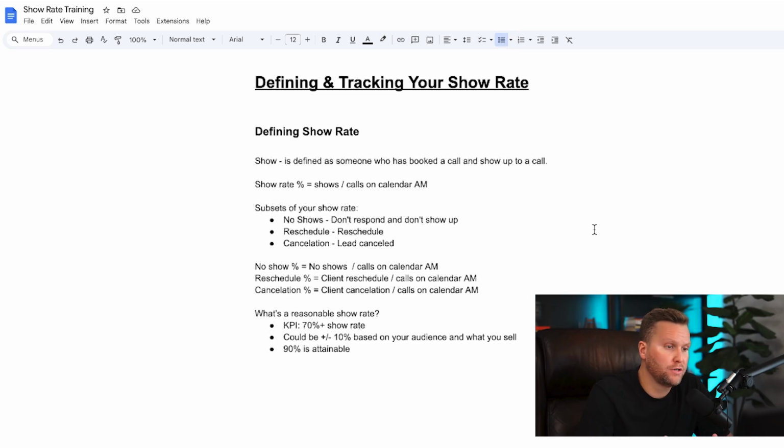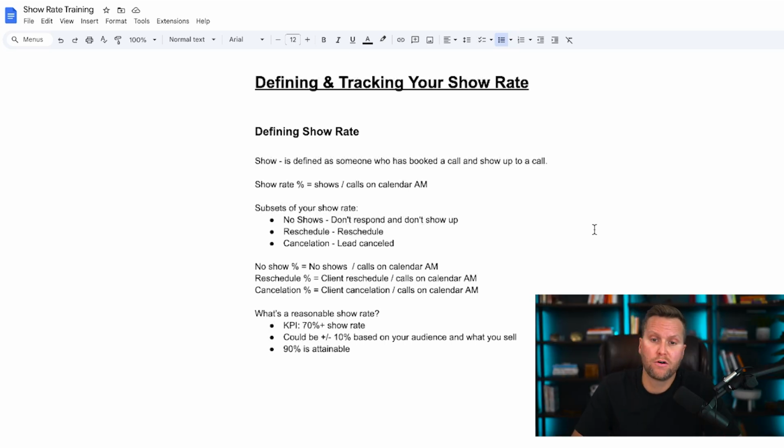So how do we define no-show, reschedule, and cancellation percentage? No-shows are defined by the number of no-shows divided by the calls on the calendar. Reschedules, the number of client reschedules divided by the calls on the calendar. Cancellations, the number of client cancellations divided by the calls on the calendar.